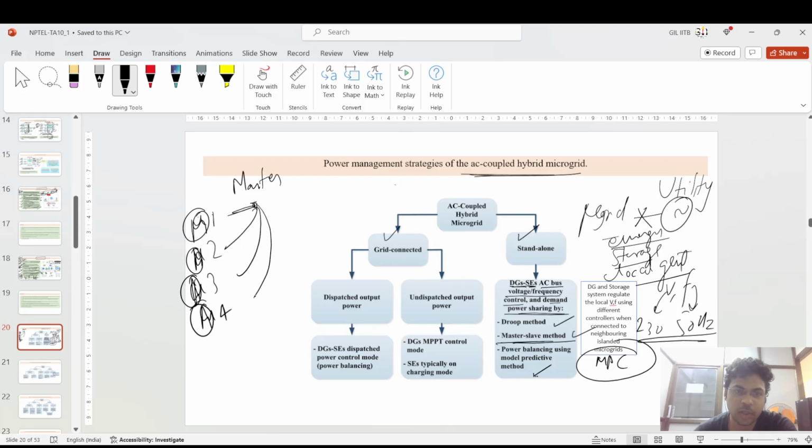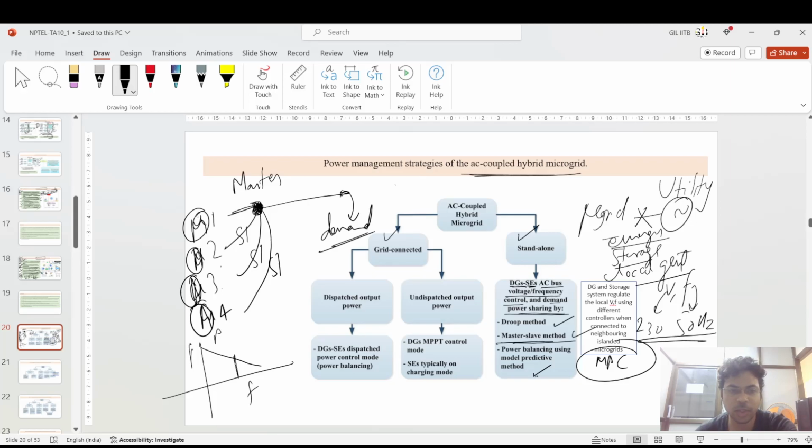Suppose this G1 is a master and the other generating sources are connected to certain inverters. Those inverters are working in the slave condition. These are all the slaves. So this master will manage the power which is generated, the power dispatched from G2, G3 and G4, based upon what is actually demanded. Okay, how will it do that? It will do it based upon the droop-based method.